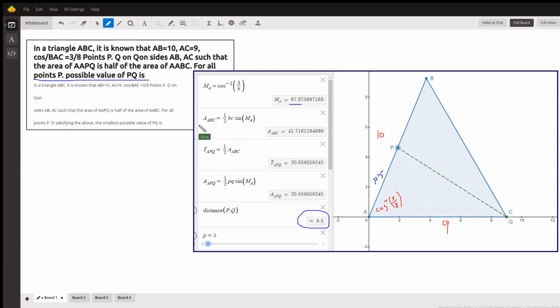So this shows the area of triangle ABC is 41.7. This is the target area for APQ, half of that. And if we set up P correctly, it will be half of that area. We'll see that on the next page. But for this setting of P, which is 5, which is the minimum value for P, by the way, the distance from P to Q is 8.5.